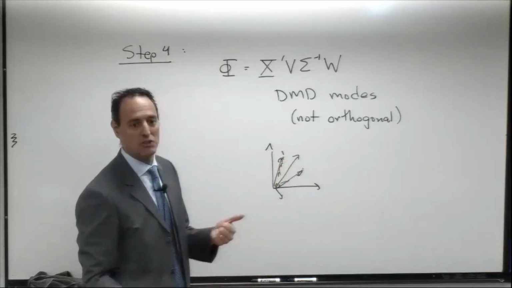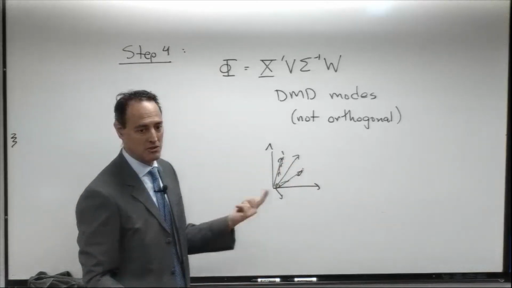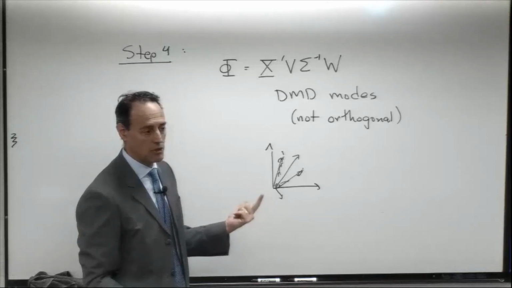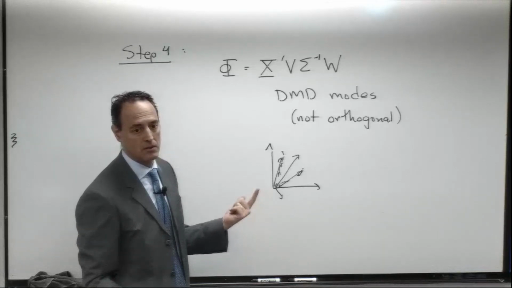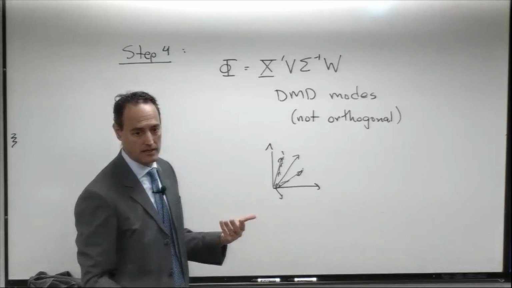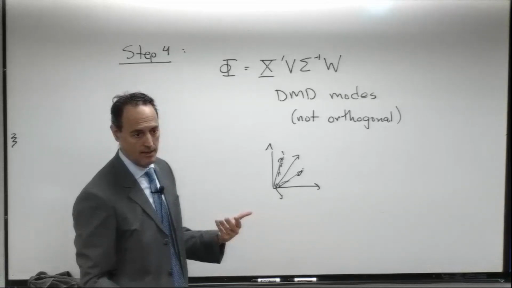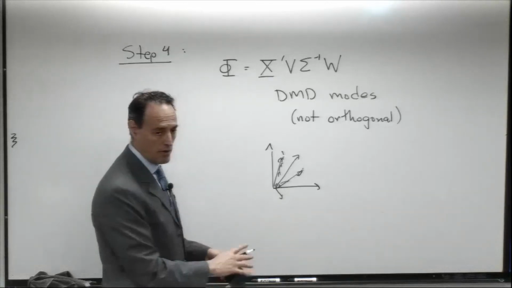ICA lets you do that. So does DMD. It's not restricted to orthogonal modes. And there's some great advantage to that at times. Just want to throw that out there.